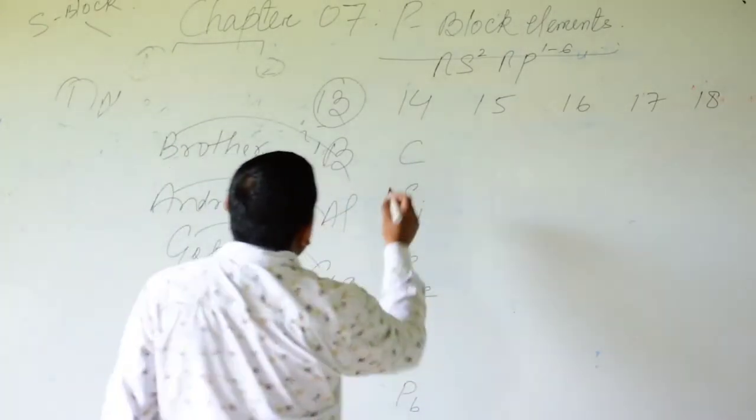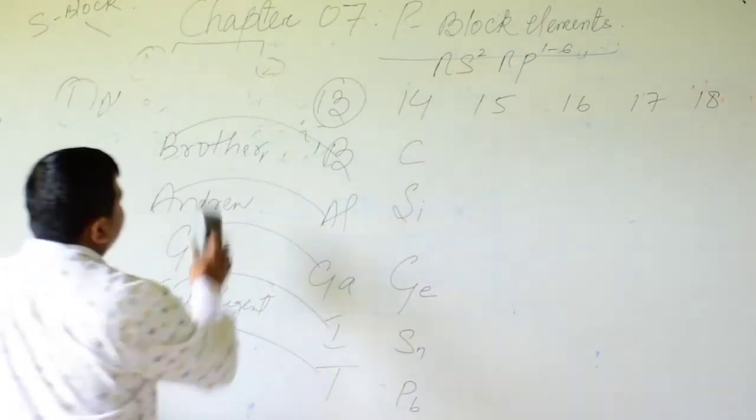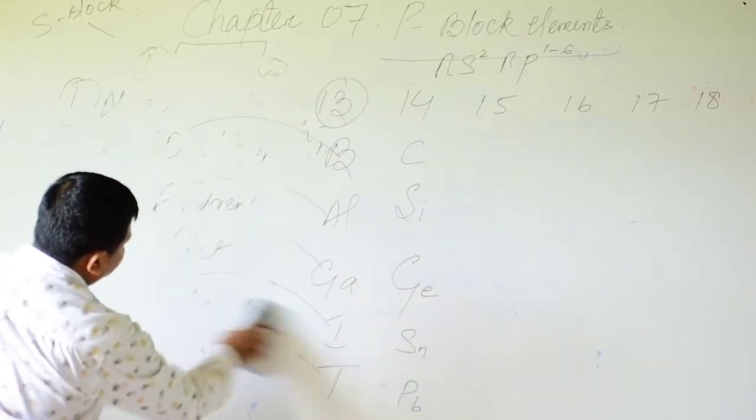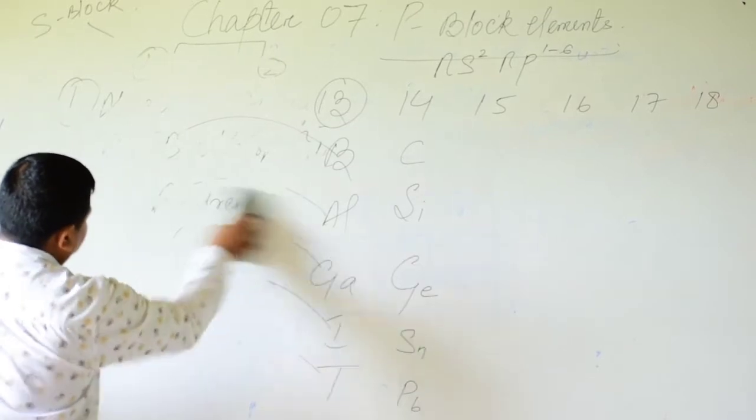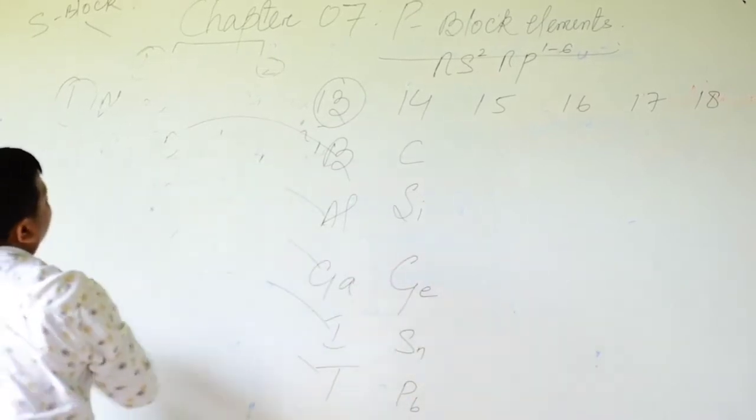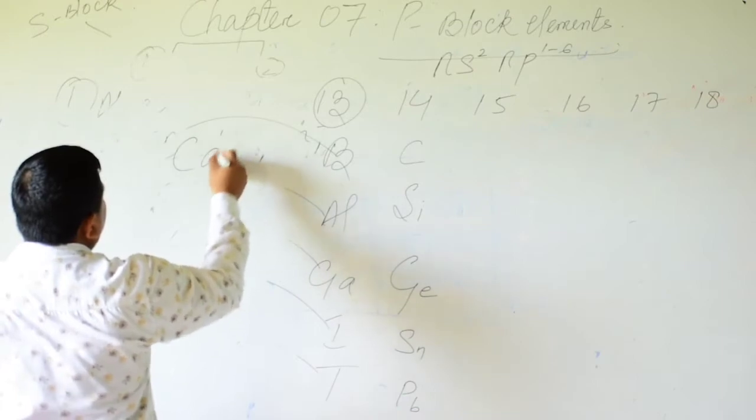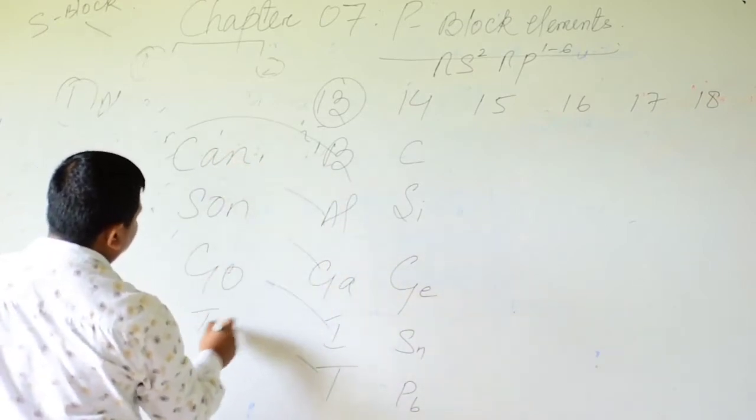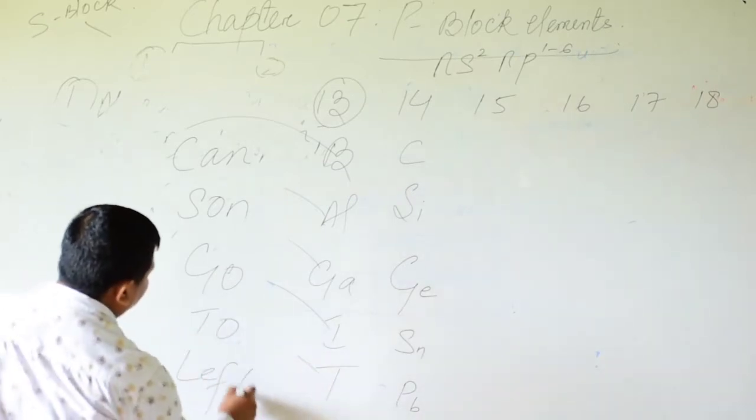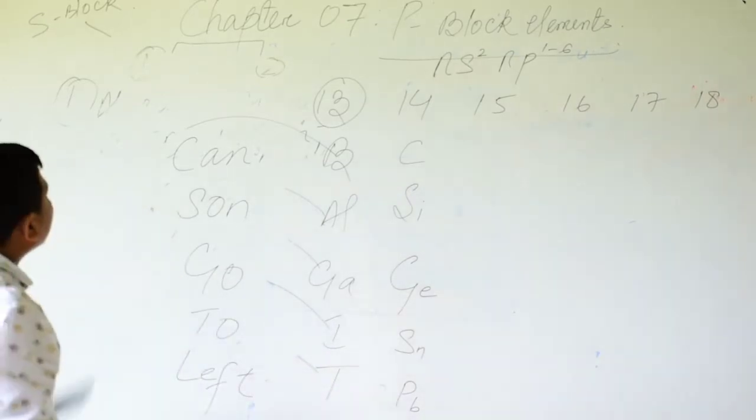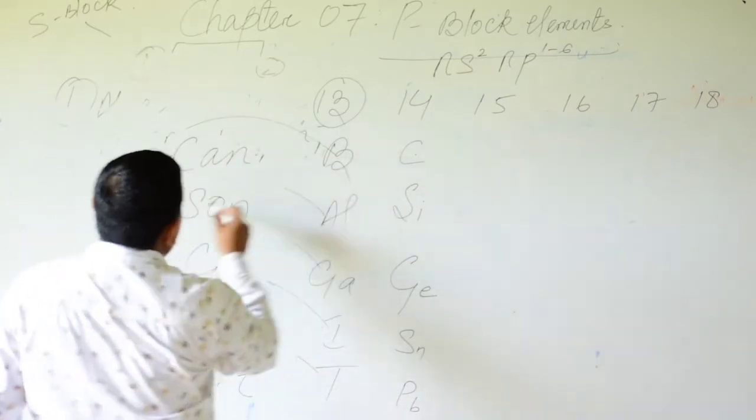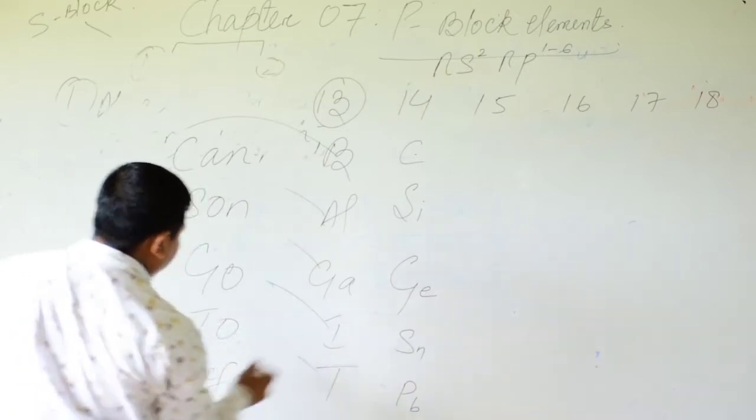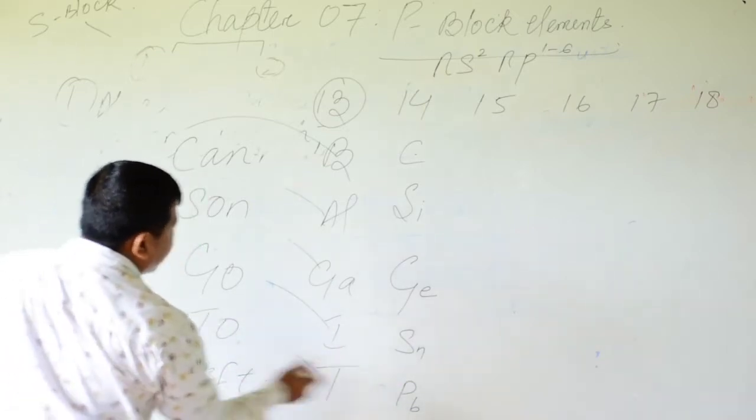Now I would like to go to group number 14. For group 14, I will write it down below group number 13. For 14, we can learn: can sun go to left? In that way you can learn by an easy method. So can means carbon, S means silicon, go means germanium, 2 means tin, L, that is left, means Pb.